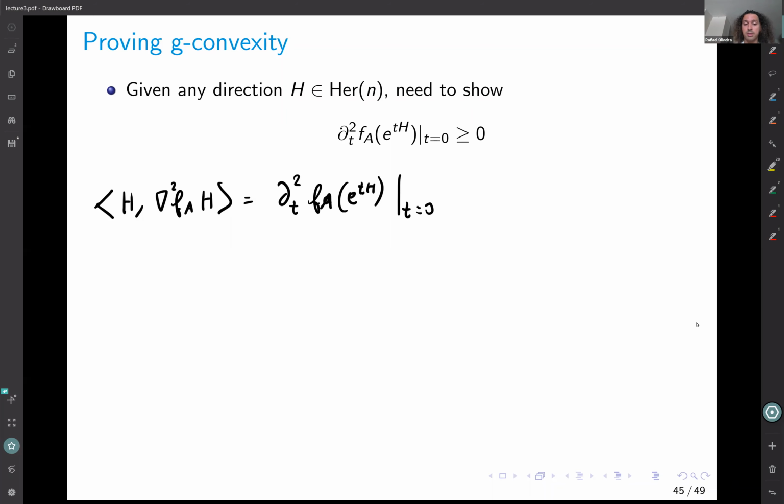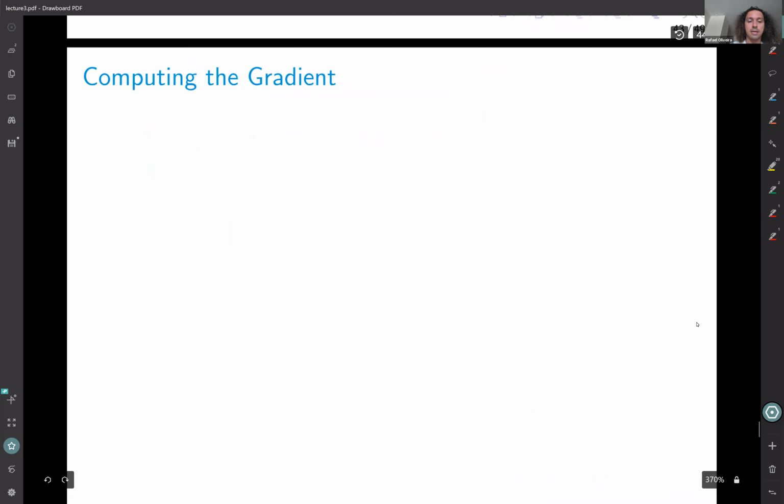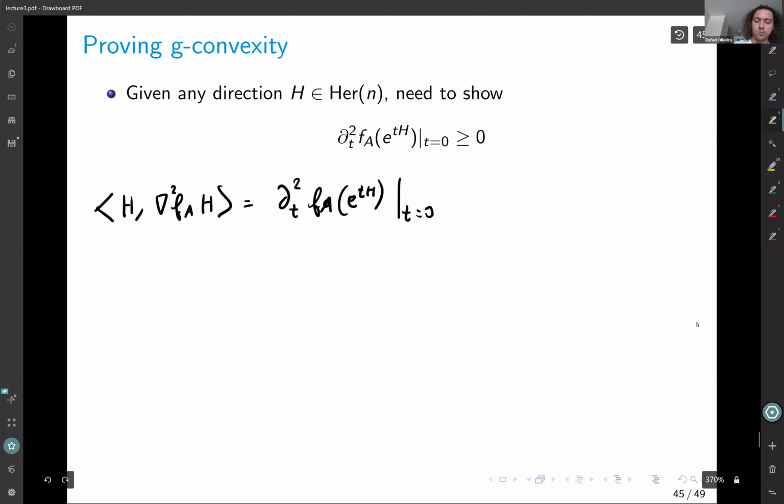Now, let's compute the second derivative. So let's use the second slide here to compute the second derivative, or maybe let's compute here and see how far we can go. We know what the derivative is here, so we have to apply two derivatives. In particular, this is equal to the derivative that we computed before, and again it will evaluate to 0 in the end.